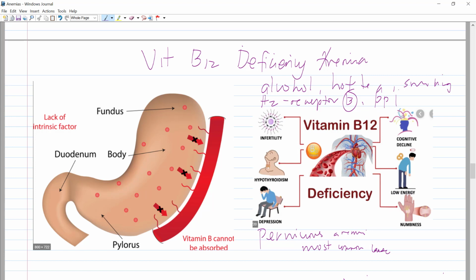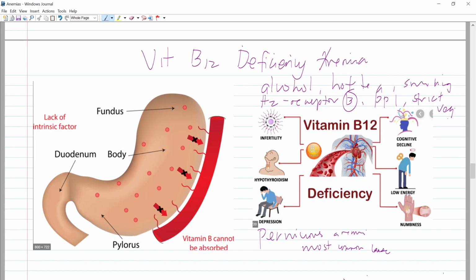And also those patients who are strict vegetarians are at risk to have vitamin B12 deficiency anemia.